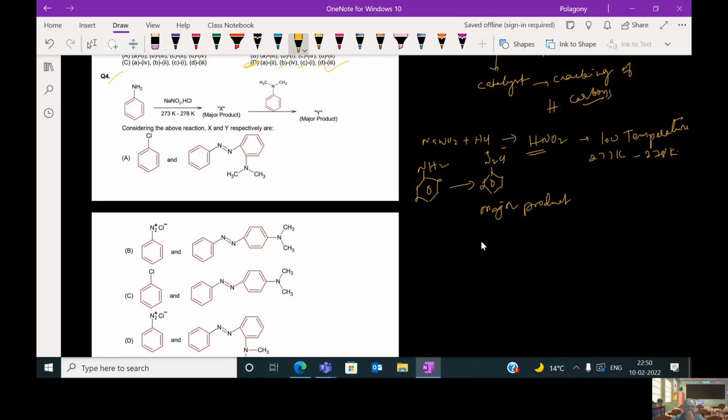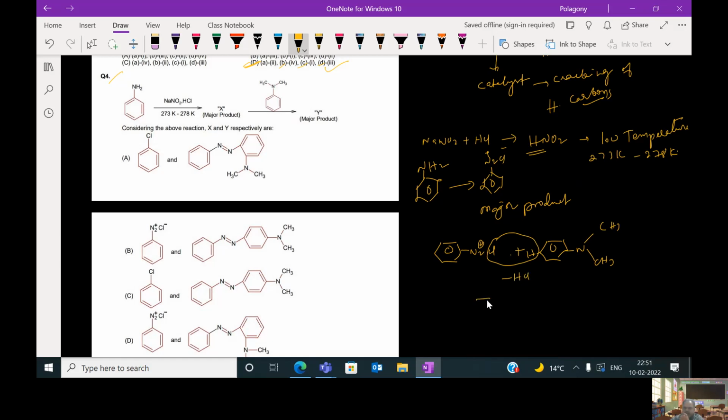And again, this diazonium chloride reacts with another compound to form Y. So here I am writing diazonium chloride, C6H5N2Cl, plus the other compound, an amine-based compound with CH3 and CH3, and here is the hydrogen. Now the chlorine combines with this hydrogen, so HCl is the byproduct.